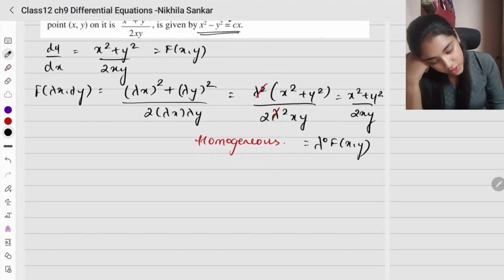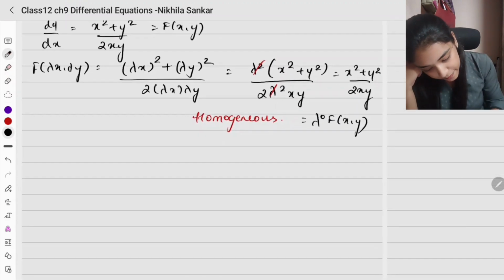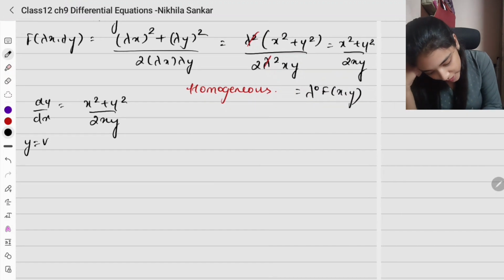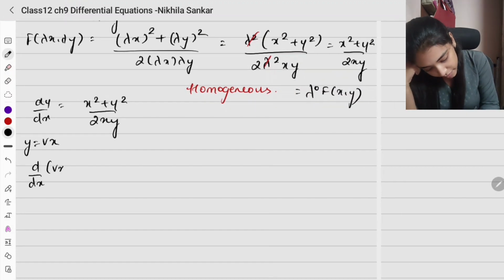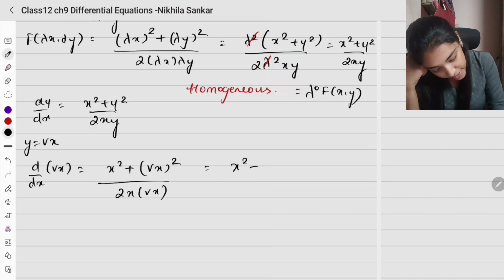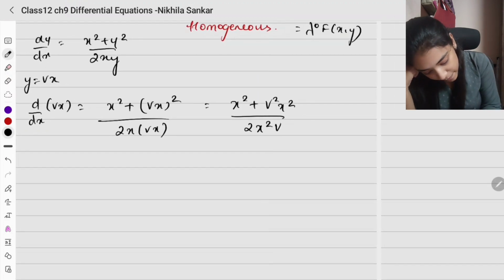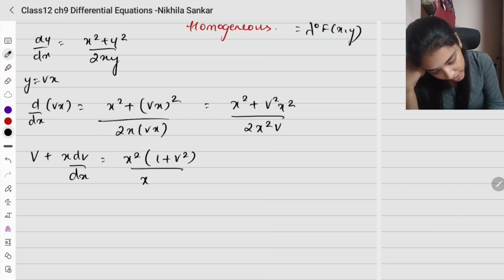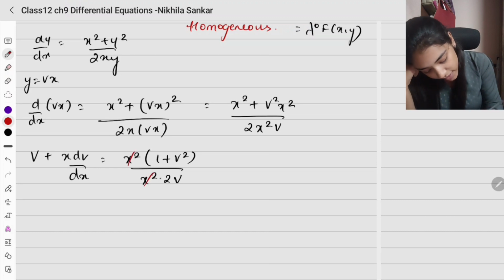Clear? Now shall we find the solution? So dy by dx is going to be x square plus y square divided by 2xy. On substitution, y equals vx. So I'm going to put d by dx of vx equals x square plus vx the whole square divided by 2x times vx. So this is going to be x square plus v square x square divided by 2x square v. What is on this side? v times 1 plus x times dv by dx equals, taking x square common, 1 plus v square divided by x square times 2v. So x square and the x square are getting cancelled.